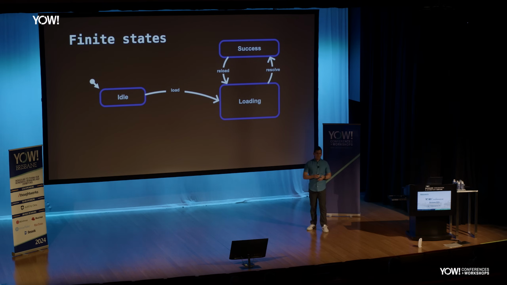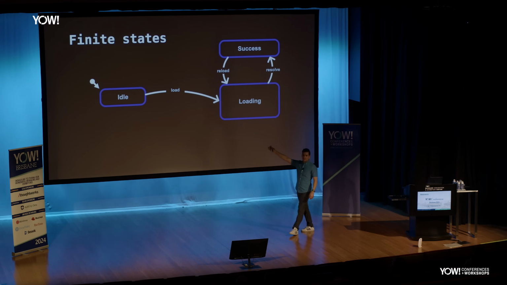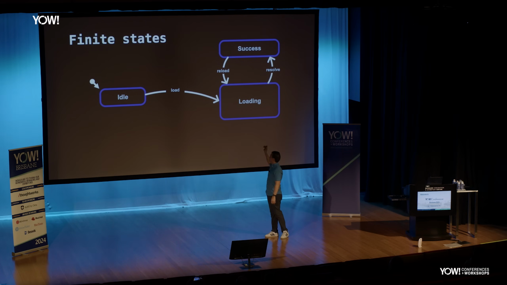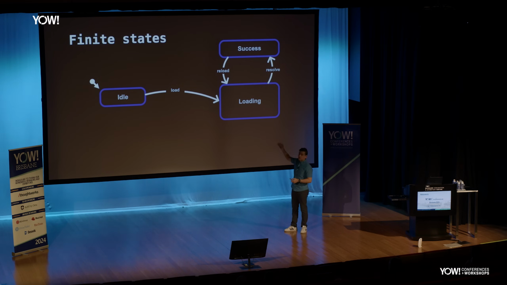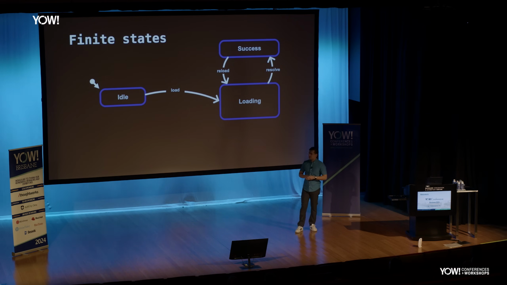So state machines have a few important parts. We have the finite states. Like I mentioned, you can only be in one at a time. So in this example state machine, we are in the idle state, and when the load event happens, we're loading, and then when we resolve, we're in the success state, but we could go back to loading by reloading.